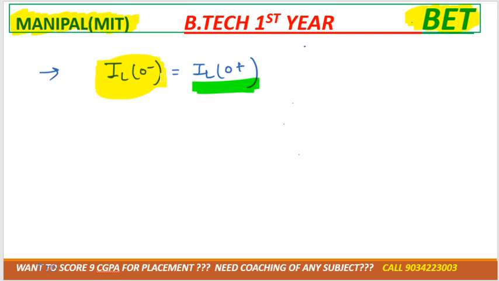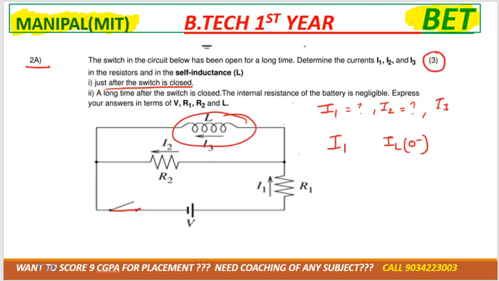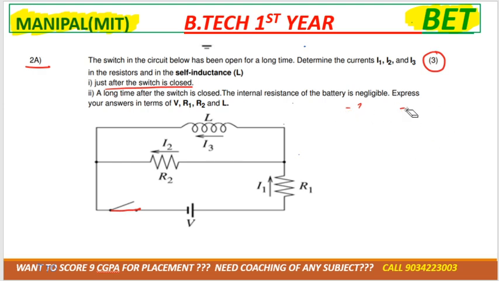Because the inductor doesn't change its current instantaneously. The inductor does not change its current all at once. So first, as I told you, for a transient-based question, in any kind of circuit, first you draw the circuit at t equals 0 minus. If there is an inductor in the question, then you need to calculate IL of 0 minus. That would be equal to IL of 0 plus, correct?